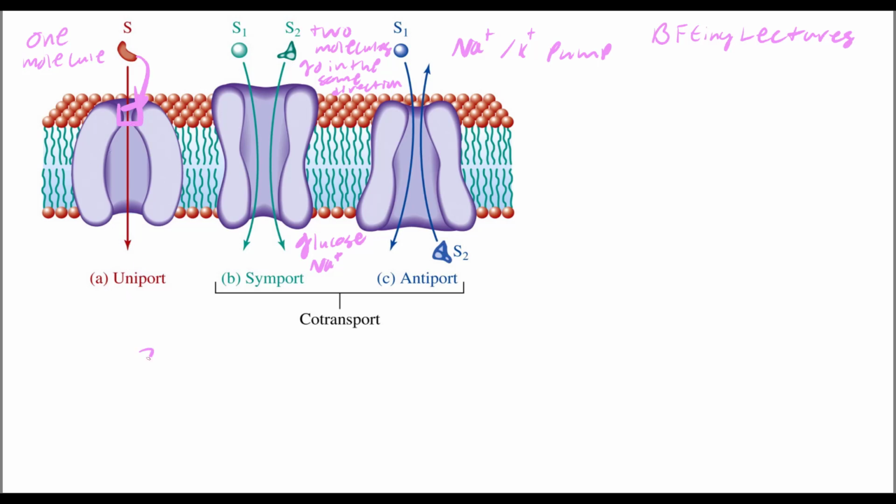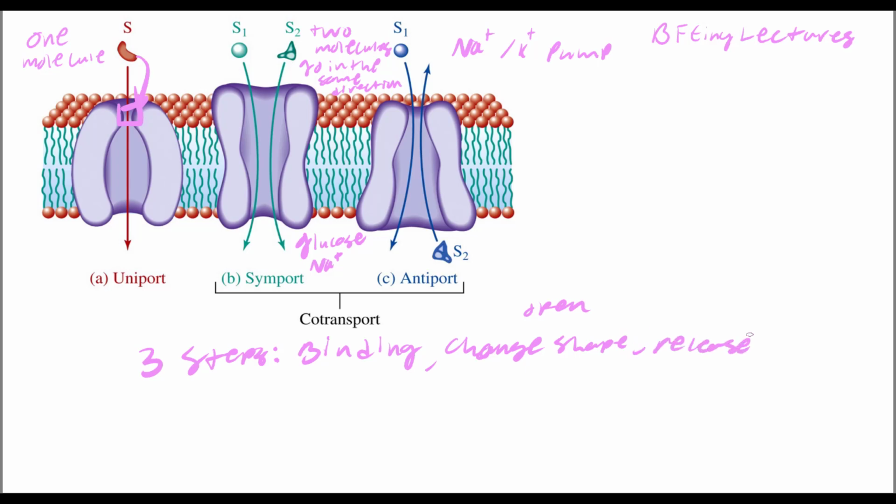So there are 3 steps. We call that binding, aka touching, change shape, so we could call that open, and then release, which is close.